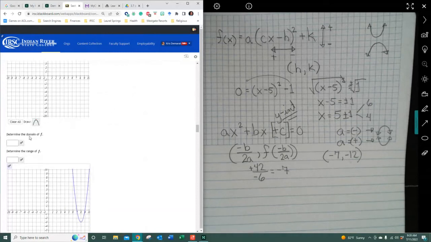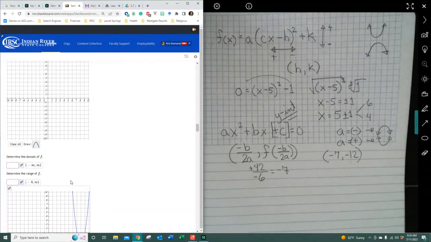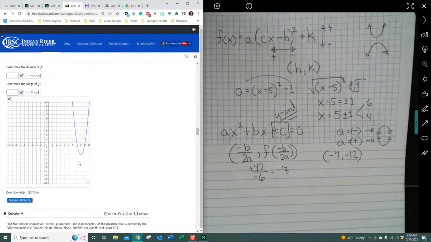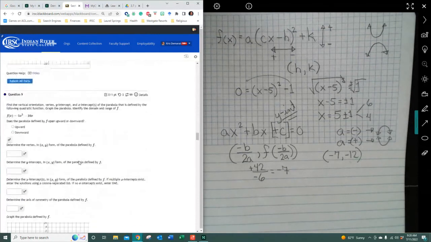All right, and then you can see that the domain is always going to be negative infinity to positive infinity. When it's upward bound, the range is going to be from the point, which is negative 3, all the way to infinity, so inclusive. Negative 3 to infinity. So that's how you answer these component parts, okay? They're just breaking it all down.